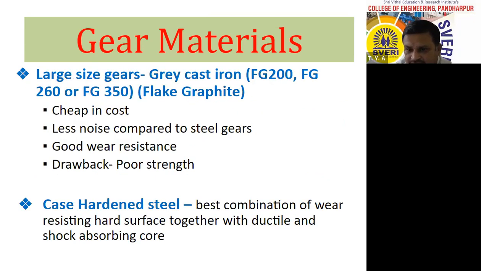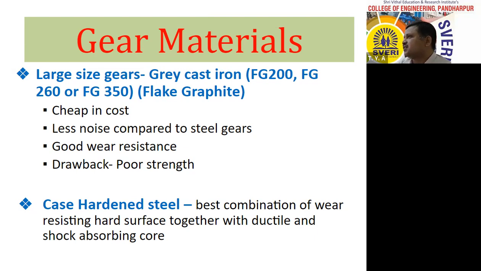Therefore, already I have told you large size gears are manufactured using gray cast iron. FG 200. FG 200 means what? 200 means its ultimate tensile strength in Newton per mm square. FG 260 means 260 Newton per mm square, its ultimate tensile strength. FG 350 means 350 Newton per mm square, its ultimate tensile strength. FG means flake graphite.